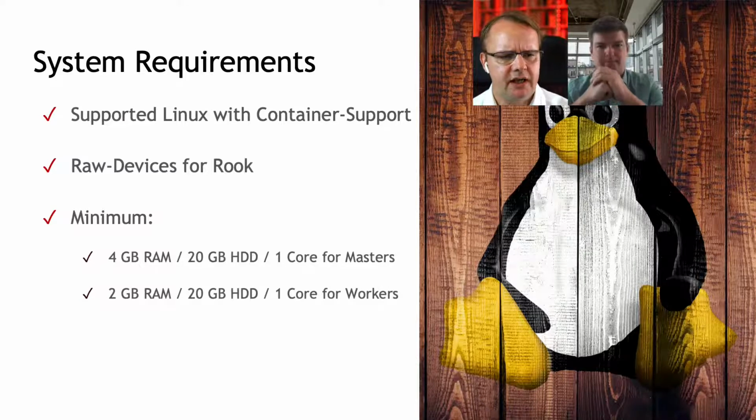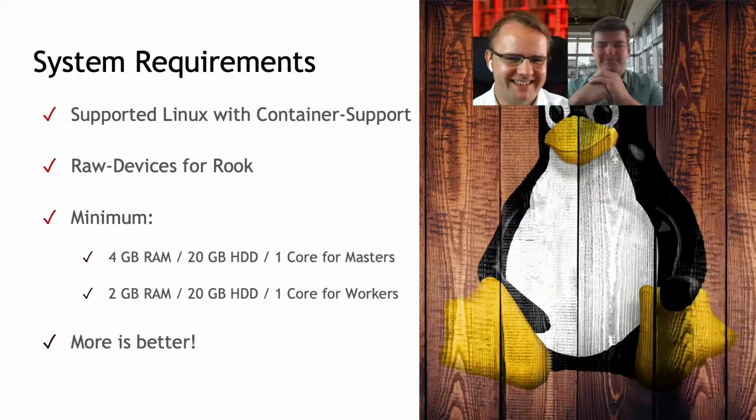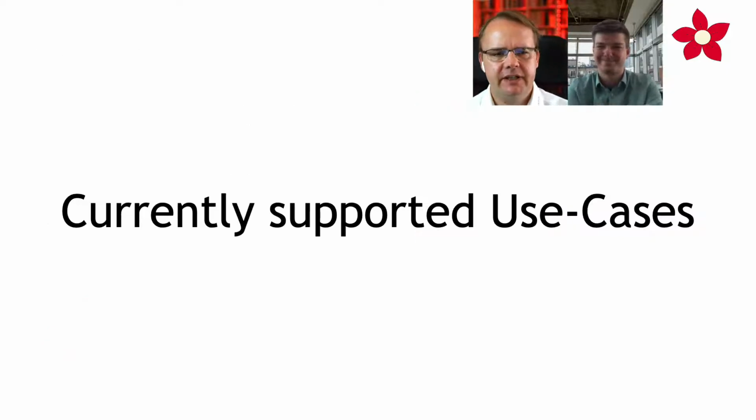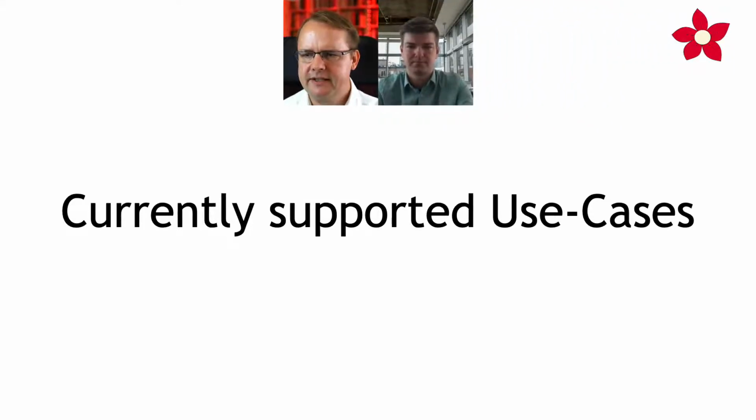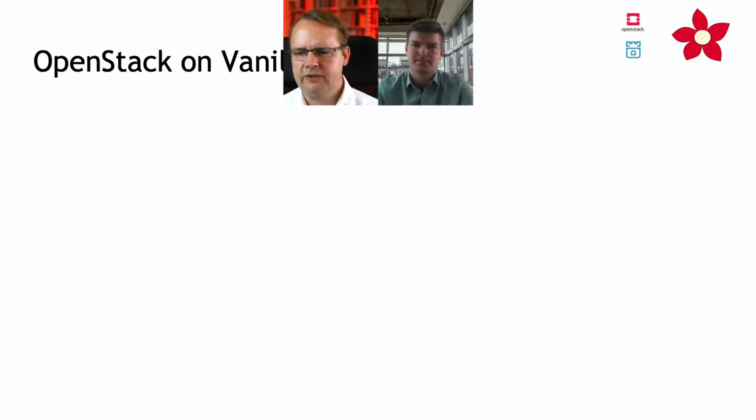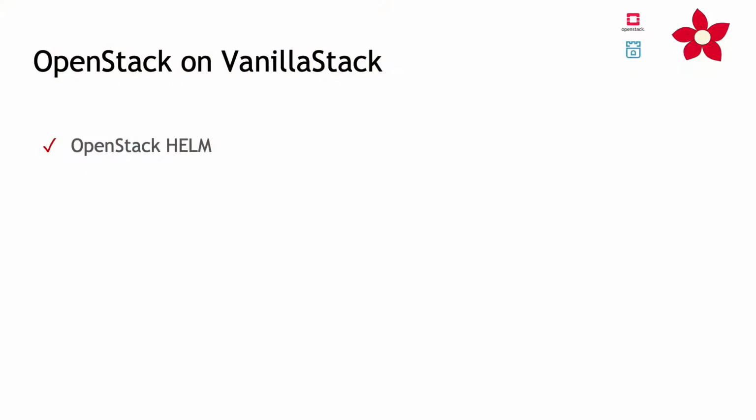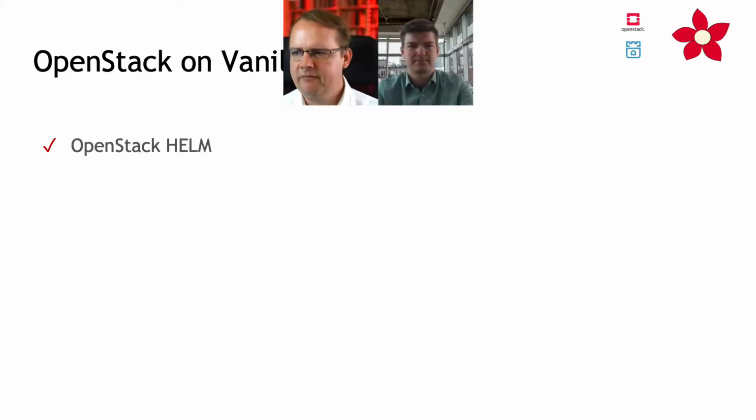We talked about that: 4 gigabytes of RAM, 20 gigabytes of HDD, and more is always better. That's for sure. Kim, we set up the system with some use cases in mind, and that's quite obvious. If you look at what's inside there, one of the use cases we set it up for is OpenStack on VanillaStack. So we use OpenStack Helm there, right? Wait, I pressed the wrong button. There we go. It's basically OpenStack Helm we have there.